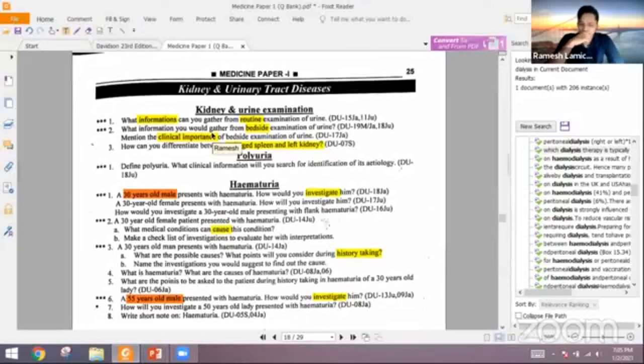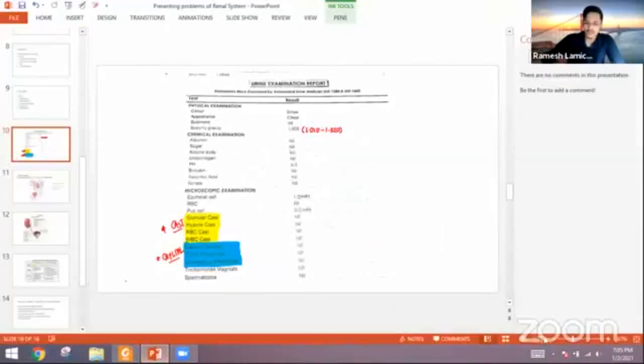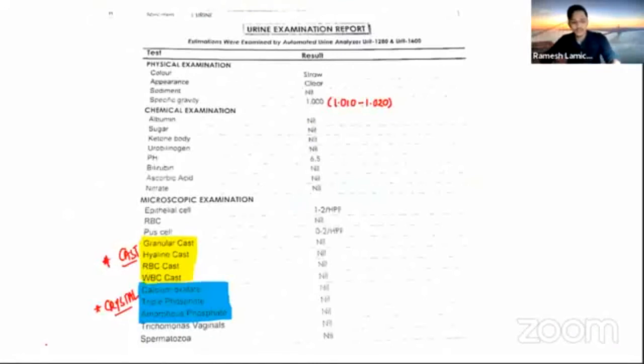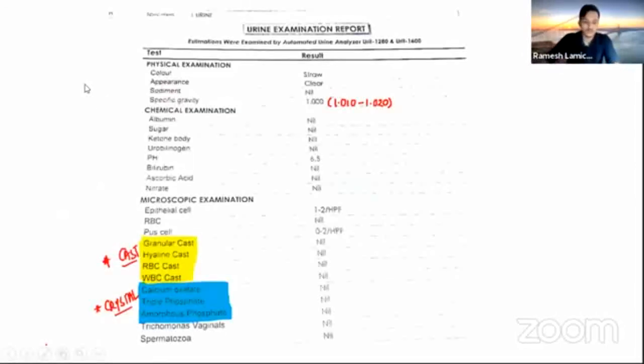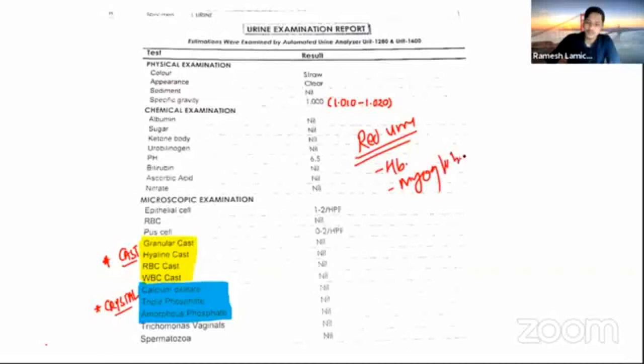So the important thing here is that not only does hematuria cause red urine, there are also other causes of red urine. So what are the differential diagnoses for red urine? One is hemoglobin, right? Another is myoglobinuria. And another is rifampicin.